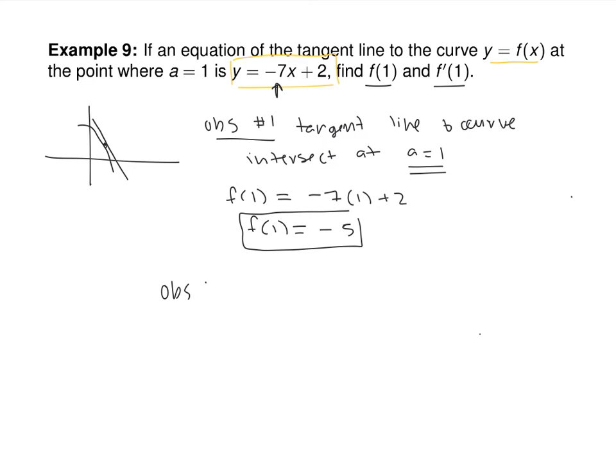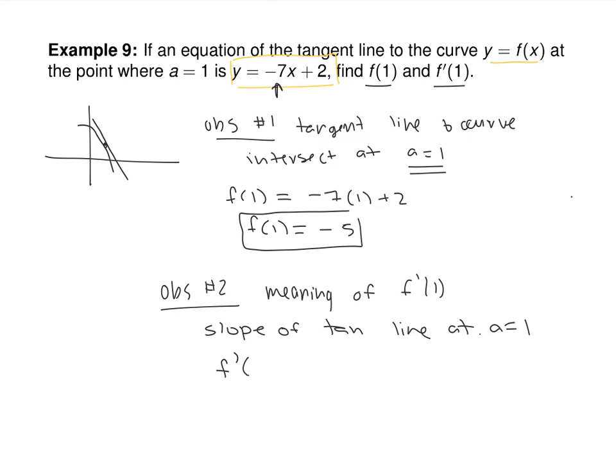Okay, observation number 2. What is the meaning of f prime of 1? Slope of tan line at A equals 1. So what does f prime of 1 have to be then? What is your tangent line at A equals 1? Nope, your tangent line is negative 7x plus 2. What is the slope of your tangent line? So f prime of 1 is negative 7.